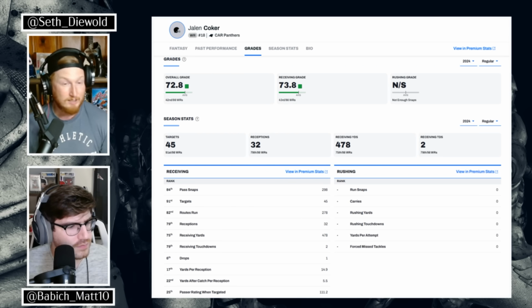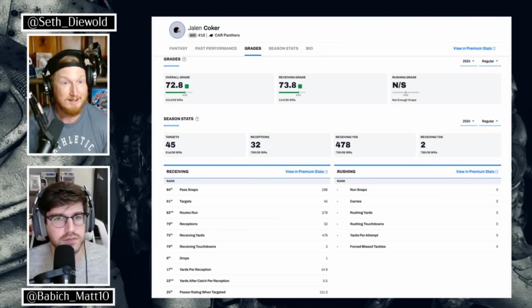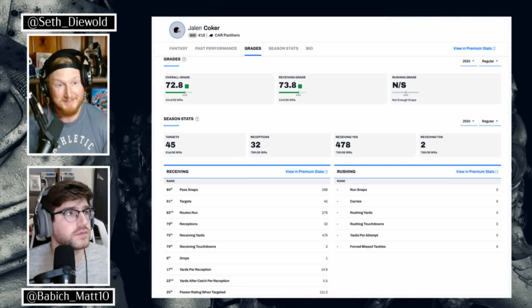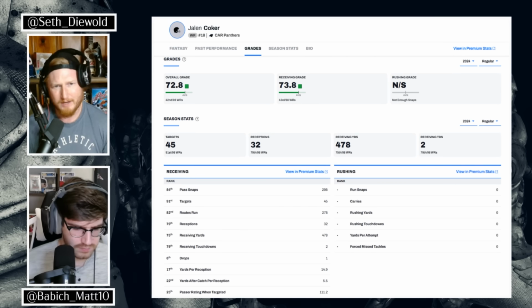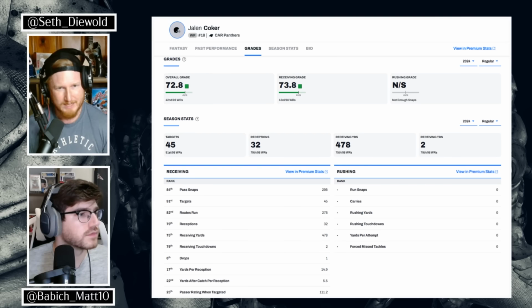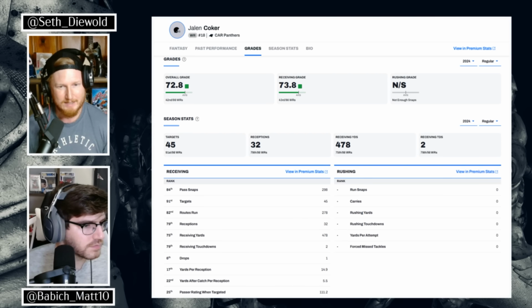So Jalen Coker for me is a wide receiver target, and I think you could get him thrown into deals, a very inexpensive player to go out and acquire. His ADP right now is 170 according to Dynasty Data Lab. So I'm all in on adding Jalen Coker this offseason.